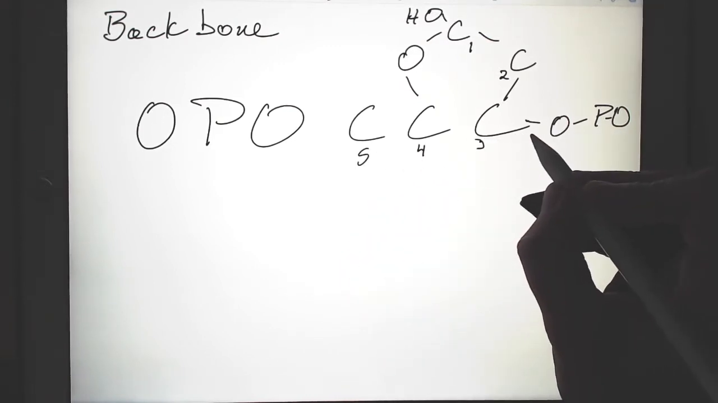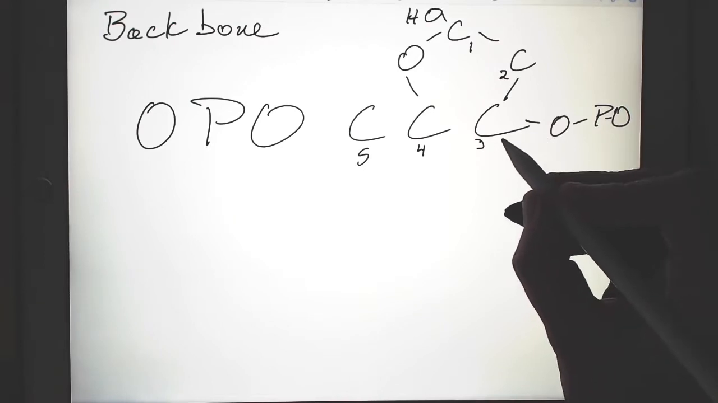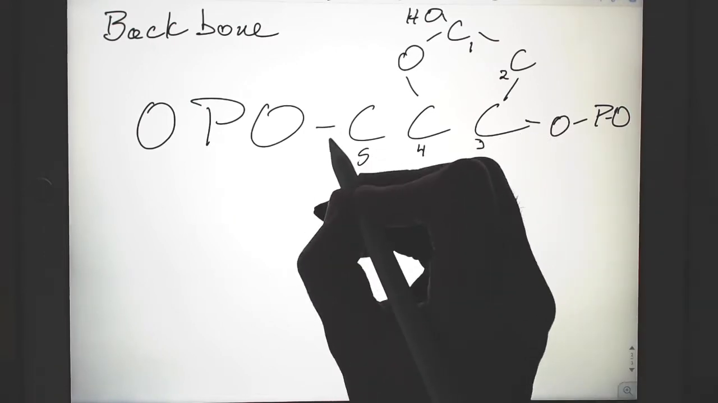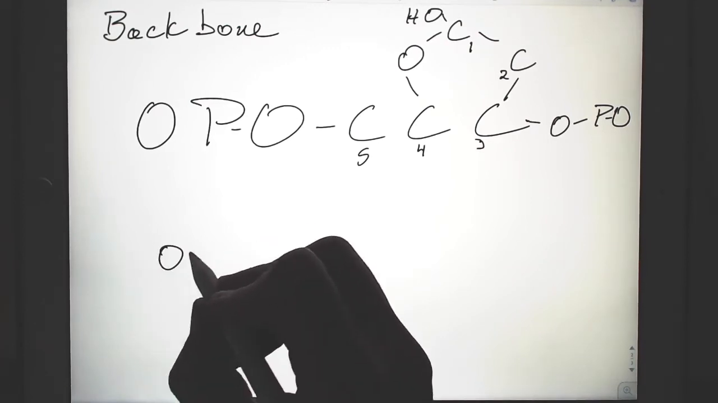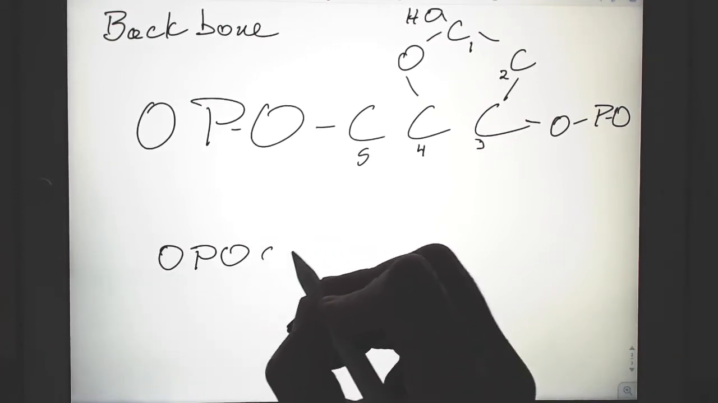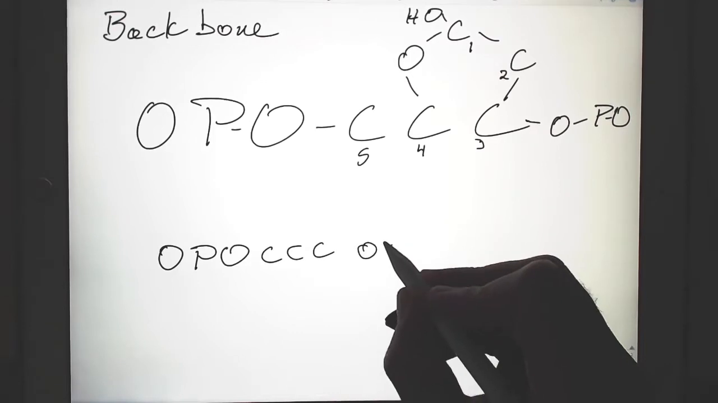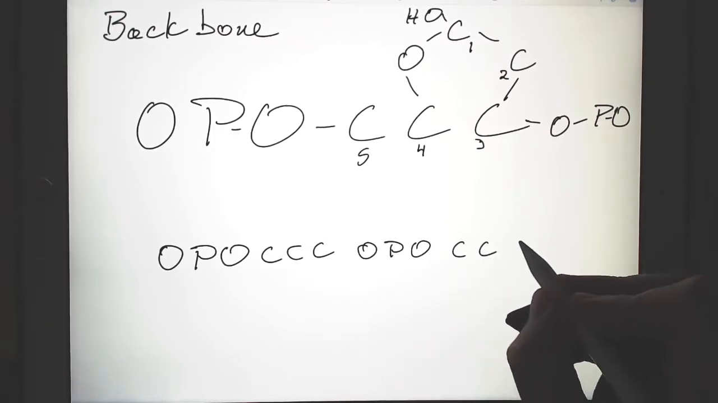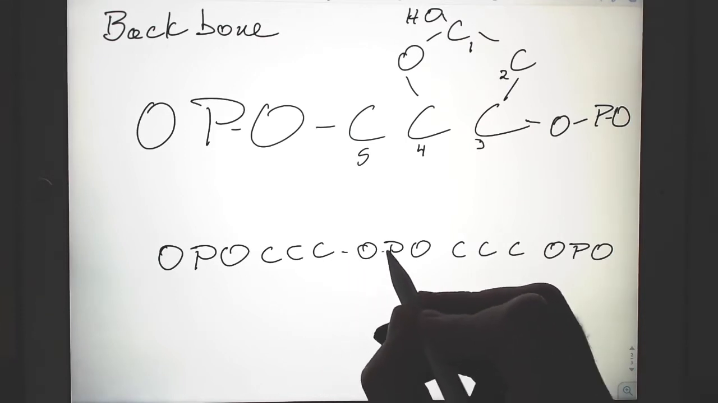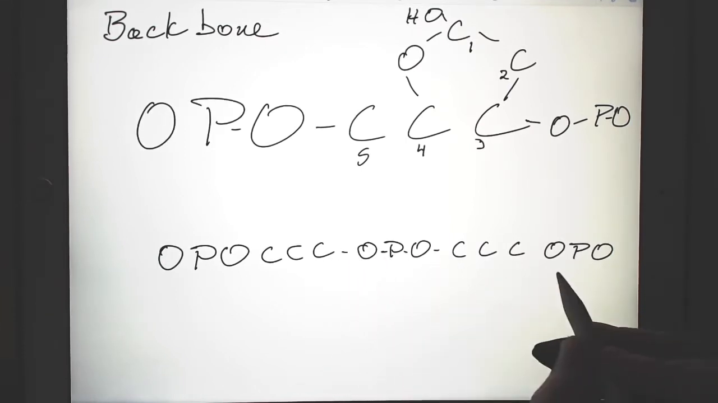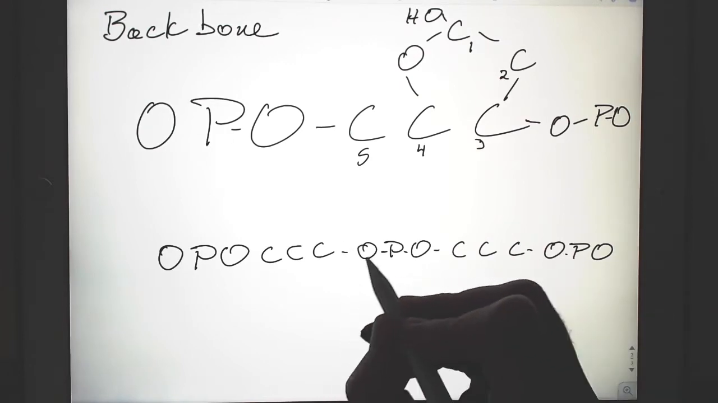So the phosphodiester bond goes between the 3 carbon on one end and the 5 carbon on the other. So the full backbone is OPO, CCC, OPO, CCC, OPO, with these diester bonds. You can also consider this between a sugar and something else, a glycosidic bond.